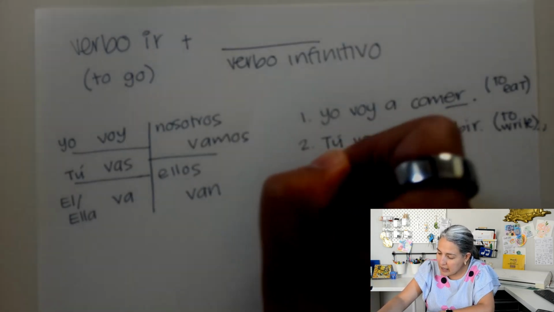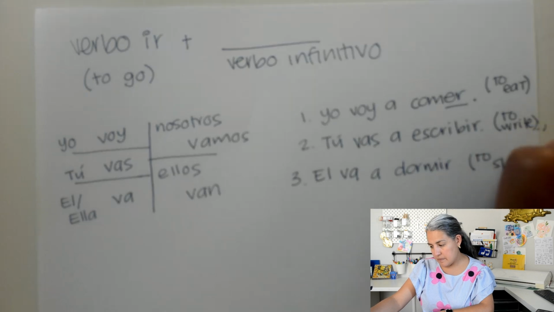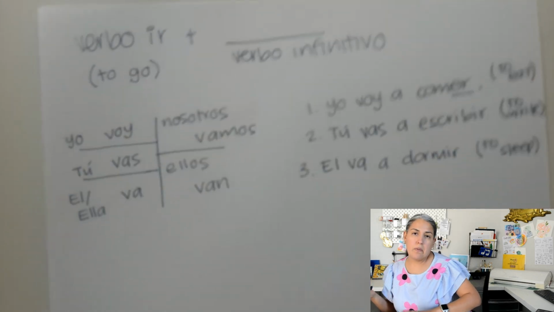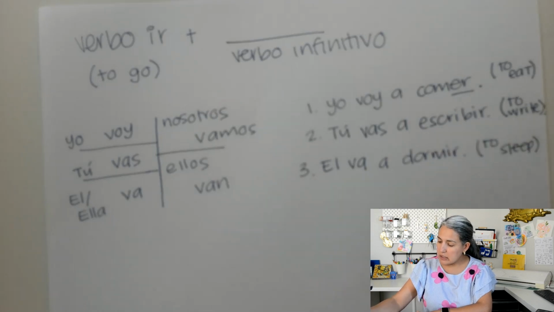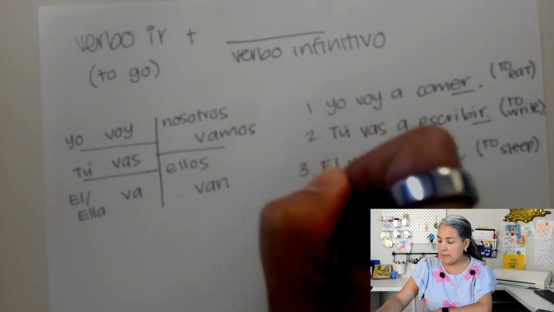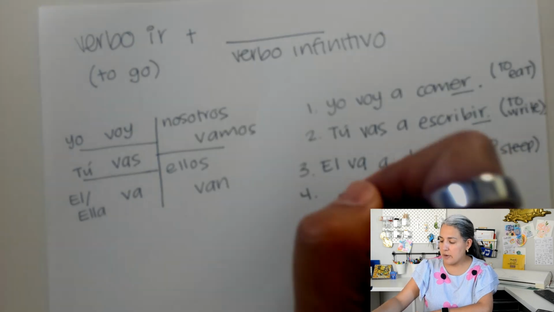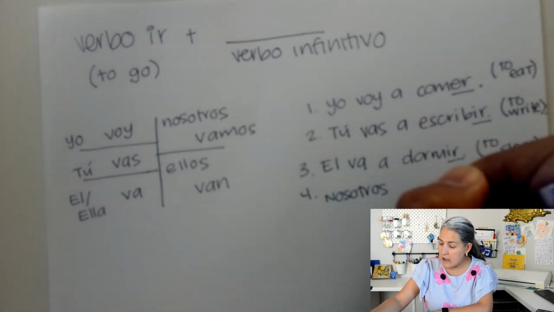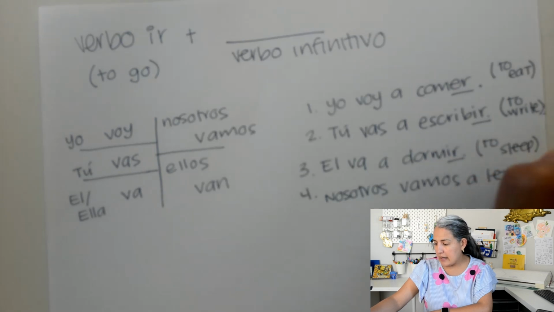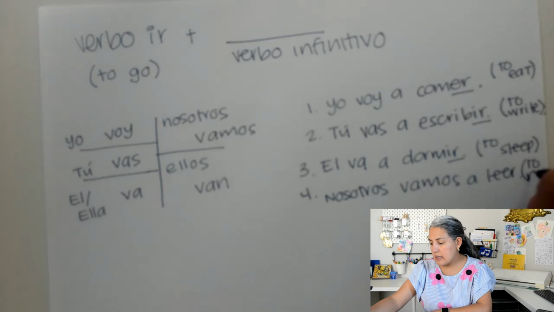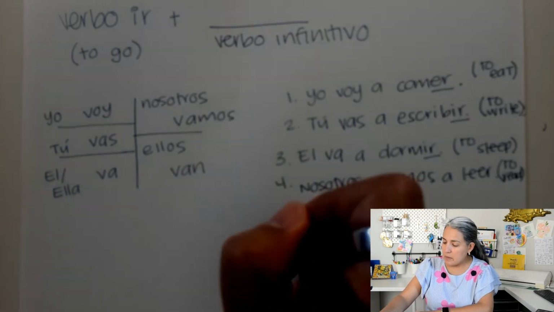Tres. Él va a dormir. Dormir is to sleep. He is going to sleep. So again, it doesn't matter how the verb ends. We know how to conjugate the verb ir. Tú vas a escribir. Él va a dormir. Let's do two more examples with the ending IR. Nosotros vamos, right here, nosotros vamos a leer. We are going to read. Nosotros vamos a leer. Let's do one more with another pronoun.